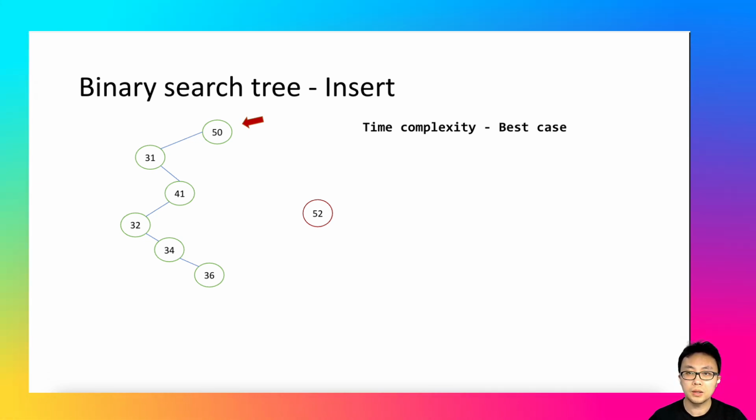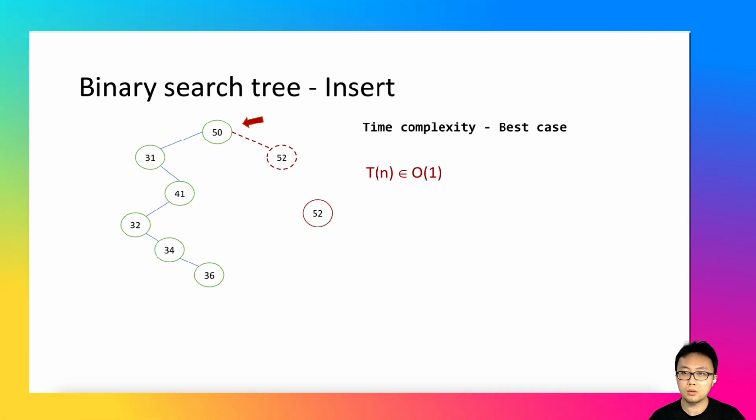When the given target value is 52, it only takes a single step to insert a new node with this value into this tree as the right child of the node of 50, like this. The insertion is finished in a single step of comparison, and it takes constant time to do so. As a result, the time complexity is big O of 1.